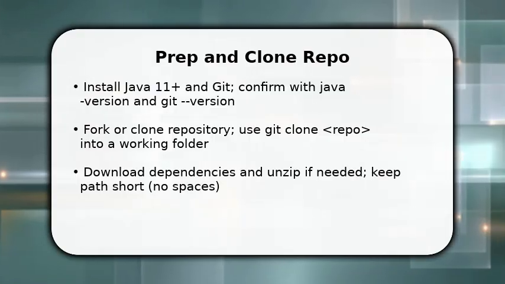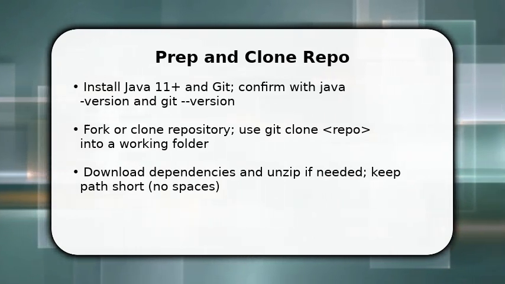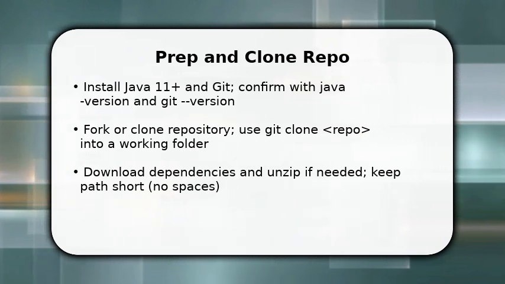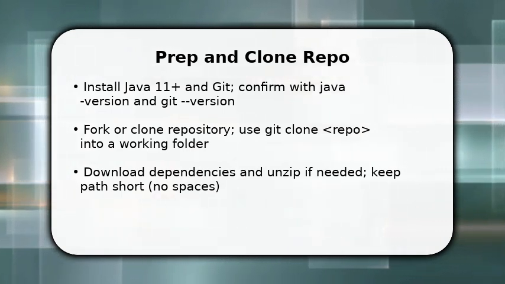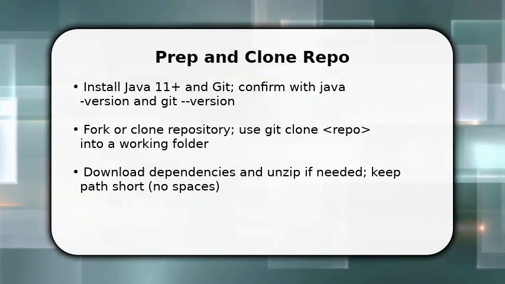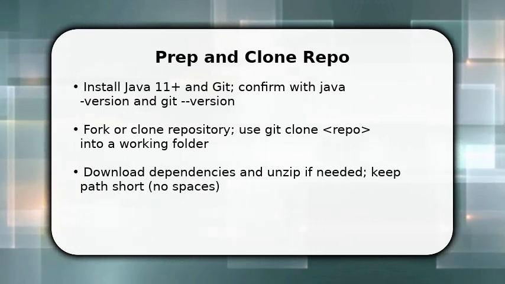You start by preparing the environment. Install Java 11 or newer and Git, then verify both are accessible in your path. Next, fork or clone the MegaBasterd repository into a concise folder name to avoid path issues. Once cloned, open a terminal in that folder and run any provided setup or dependency extraction.